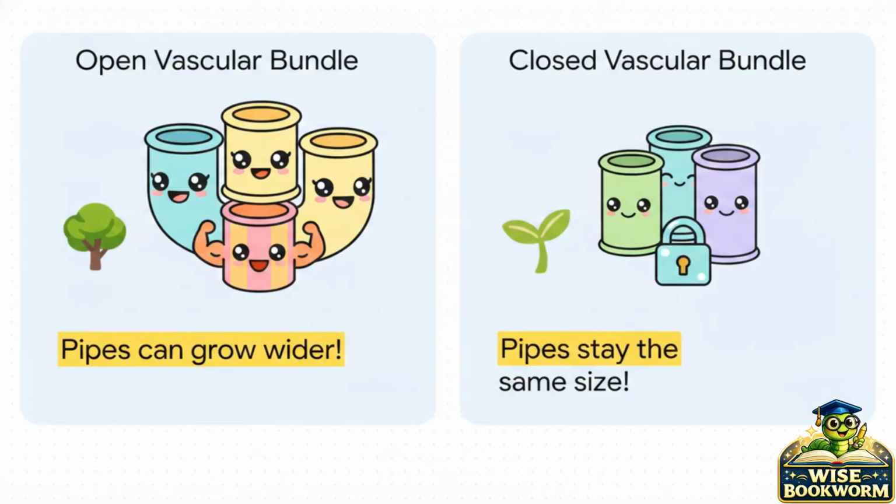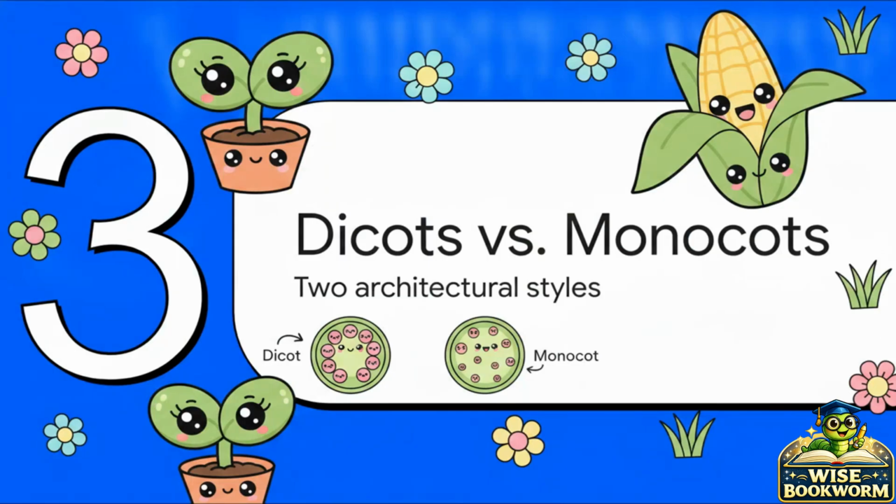Finally, we have the plumbing, the vascular system. Plants use specialized tissues called xylem and phloem to move water and food. But here's the really wild part. They use one of 2 blueprints, open or closed. Open vascular bundles have this special layer called cambium, which lets the pipes actually grow thicker over time. That's literally how trees get wider. Closed bundles, on the other hand, don't have this cambium layer, meaning their pipe size is permanently locked in from day one. Now this whole open versus closed concept ties perfectly into our third section, dicots versus monocots.